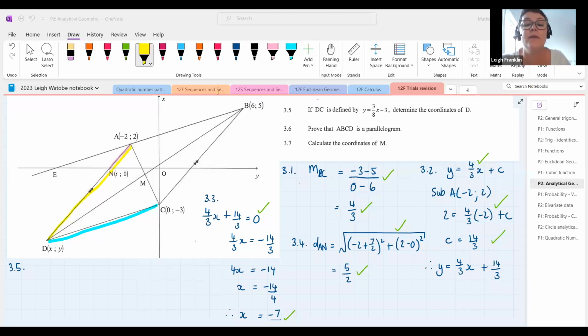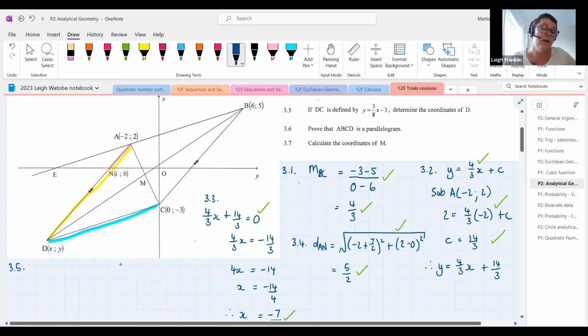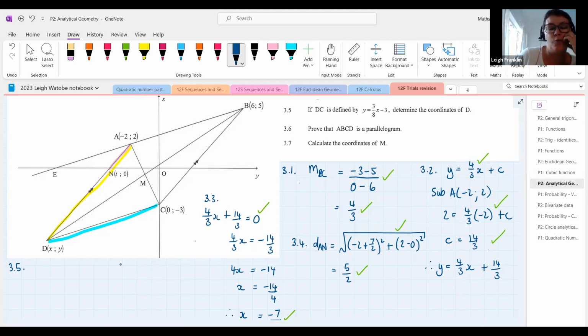All right, well done, Nhlanhla. That's correct. Let's just see if everybody else is going to catch up to you, Nhlanhla. You're welcome to try question 3.6 and 3.7 if you're flying ahead. That's no problem at all. So what method would we use to determine the coordinates of D? Can anybody tell me?